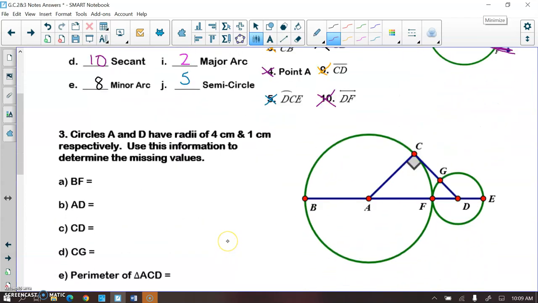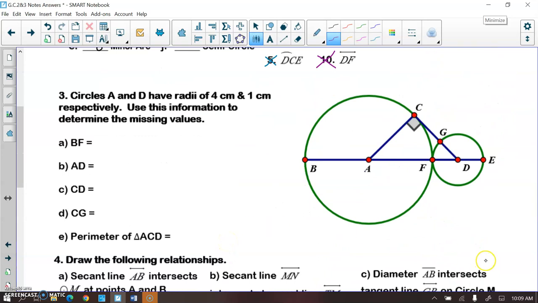All right. Number 3, circles A and D have radii of 4 centimeters and 1 centimeter respectively. That word respectively means that the 4 centimeters corresponds with circle A and the 1 centimeter corresponds with circle D. So A to F would be 4 because that's the radius, and D to F would be 1 because that's the radius. And also A to B would be 4 because that's also a radius, and D to E would be 1 because that's also a radius.